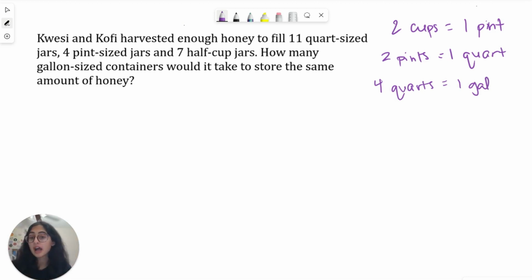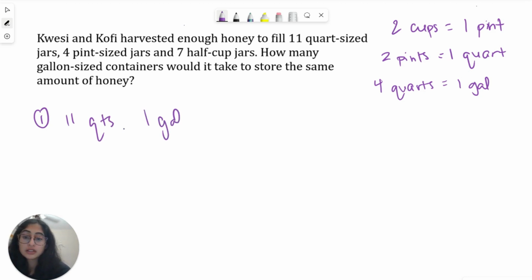A half cup jar is just half a cup. So let's convert all of these to gallons. First we're going to go from quarts to gallons. We have 11 quart-sized jars, and you want to turn that into gallons. Well, we know that 1 gallon is equal to 4 quarts. The division sign means per, so 1 gallon per 4 quarts, or you could flip it to say 4 quarts per 1 gallon. Since 1 gallon and 4 quarts are equivalent, this is like multiplying by 1.